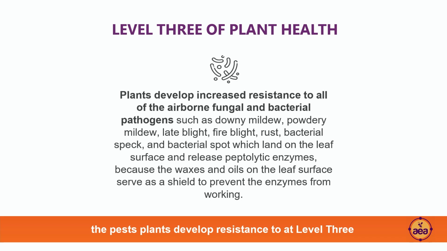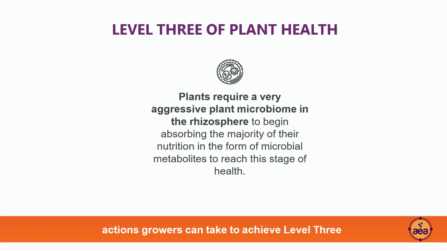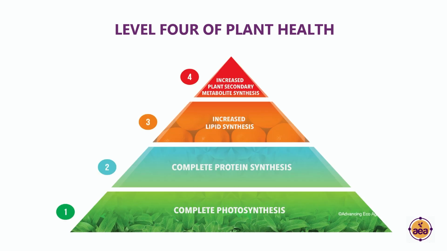bacterial diseases. What happens is that all of these pathogens land on the leaf surface, and the great majority of them release enzymes that are termed pectolytic enzymes. In other words, they break down pectins. And when they land on a leaf surface that has the thick layer of waxes and lipids on it, then this is a very effective shield that never allows the pectolytic enzymes to get access to the pectins in the cell membrane in the first place. And you prevented an infection from ever showing up. So I've already described this. Plants require a very aggressive microbiome in the rhizosphere in order to achieve this level of plant health.